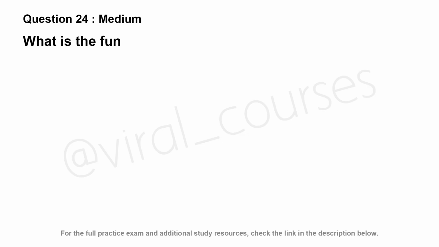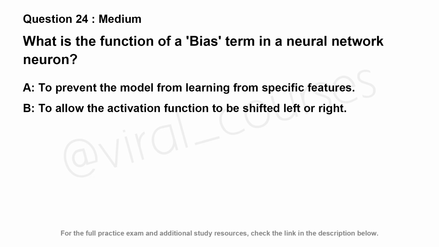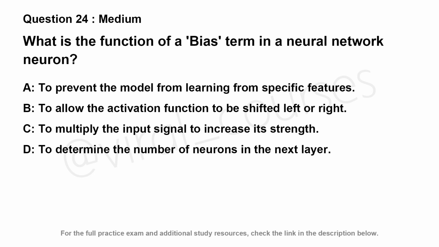What is the function of a bias term in a neural network neuron? Option A. To prevent the model from learning from specific features. Option B. To allow the activation function to be shifted left or right. Option C. To multiply the input signal to increase its strength. Option D. To determine the number of neurons in the next layer.